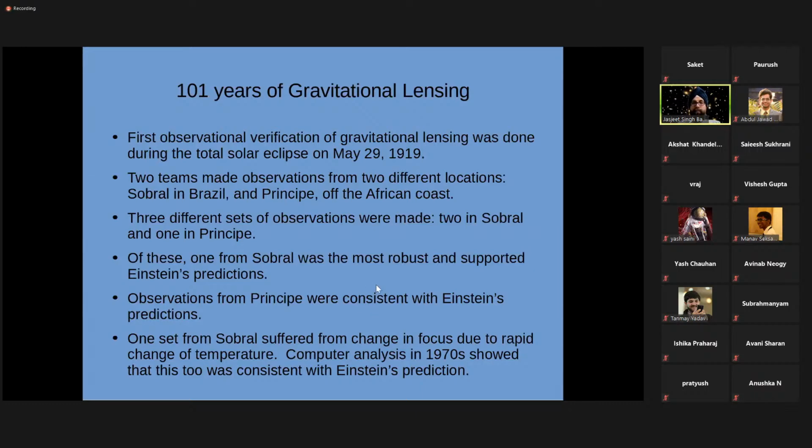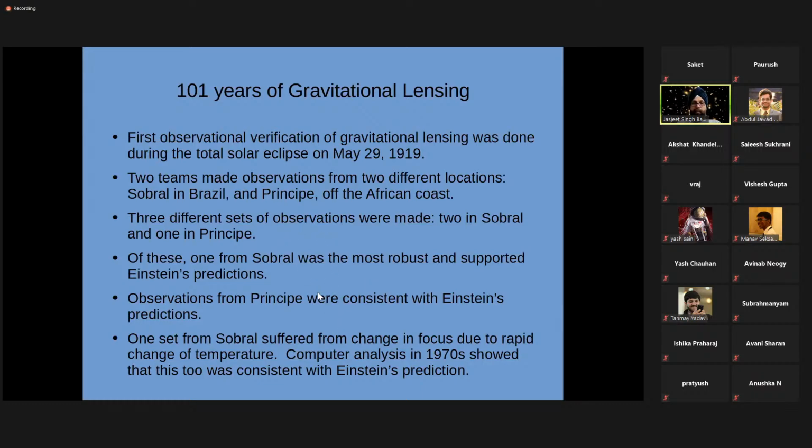Eddington went to Principe mainly as a part of a deal where his pacifist views had gotten him into trouble, and he would have gone to jail for not participating in the First World War. But the Army and Navy were persuaded that an expedition to Principe is equally bad, and therefore let him do that job instead of serving in the war.